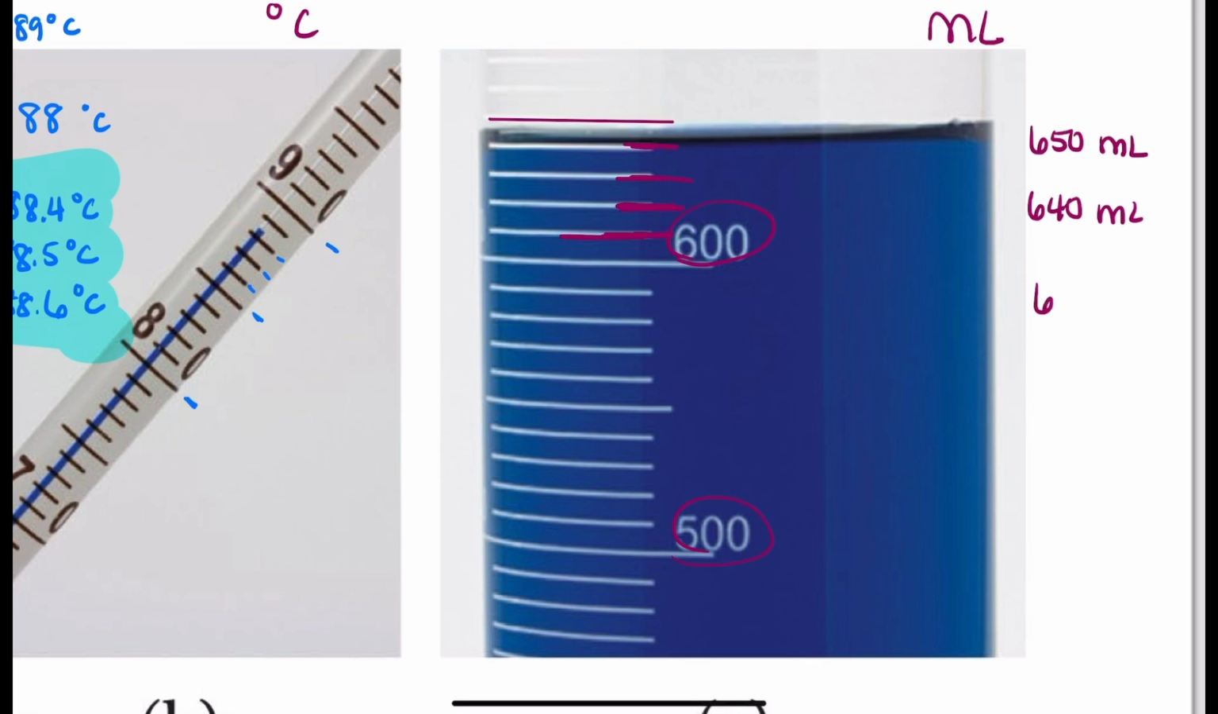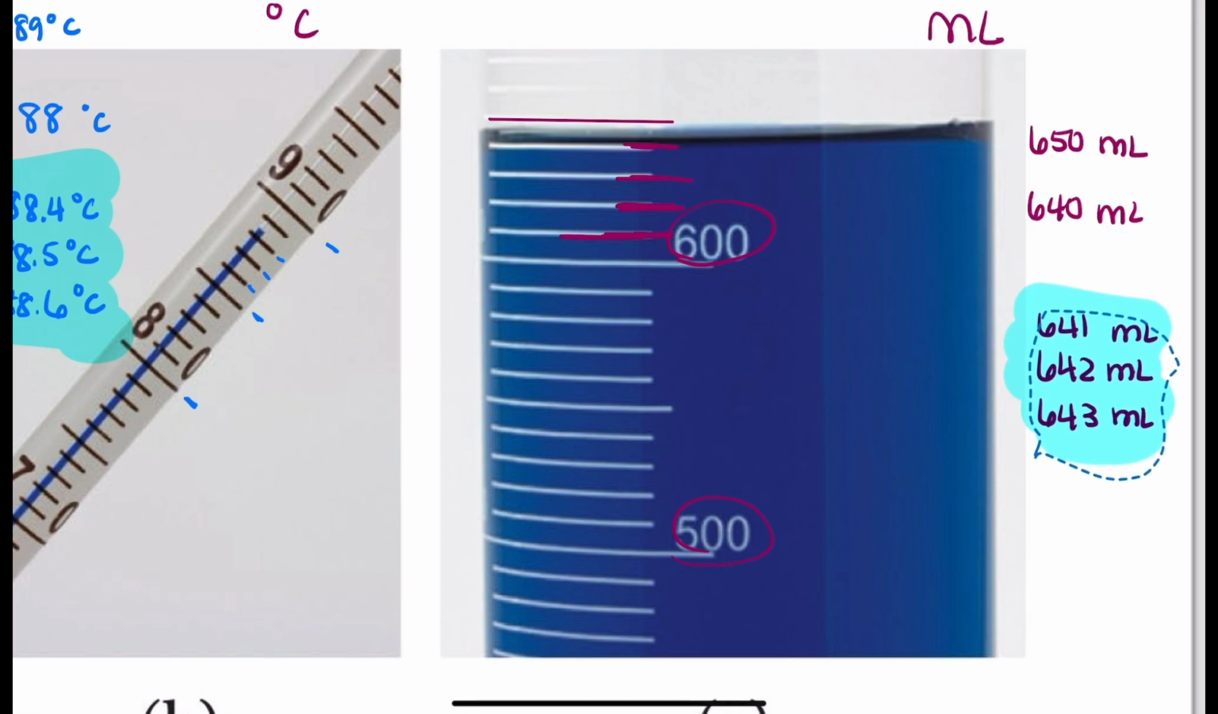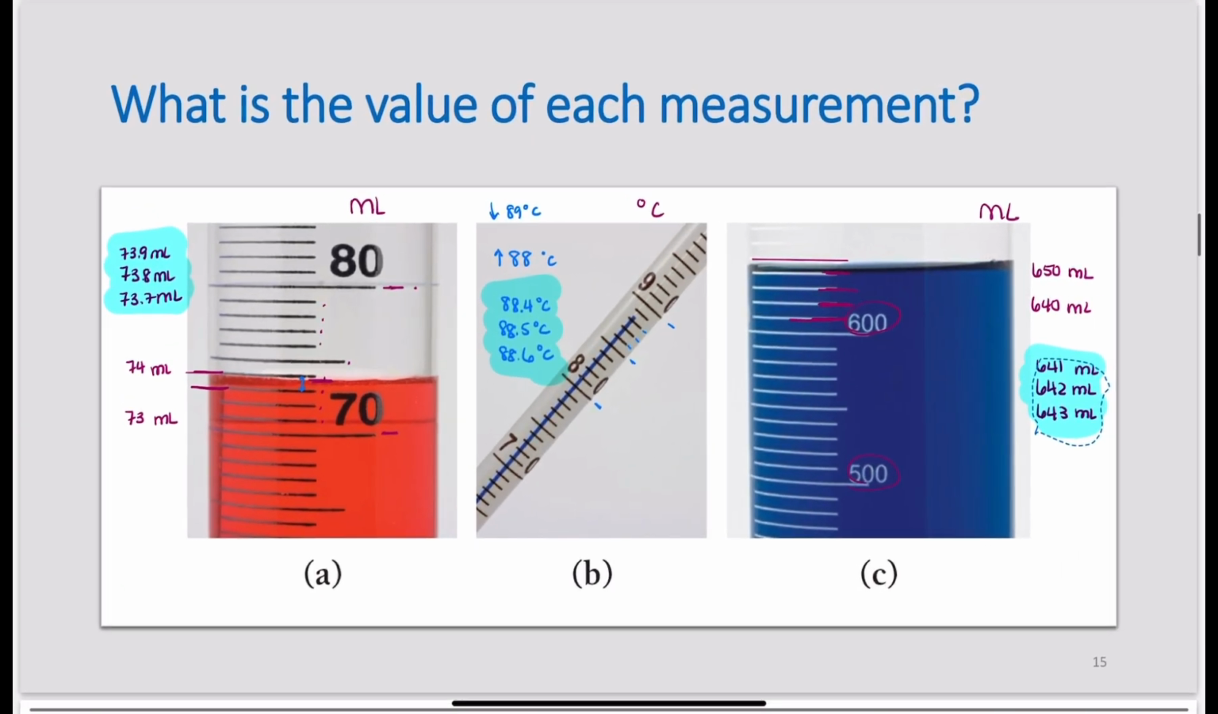So I'm going to say I have 642 mils, 643 mils, 641 mils. Again, it's an estimation. I am estimating that last decimal place. And I'm including my units.